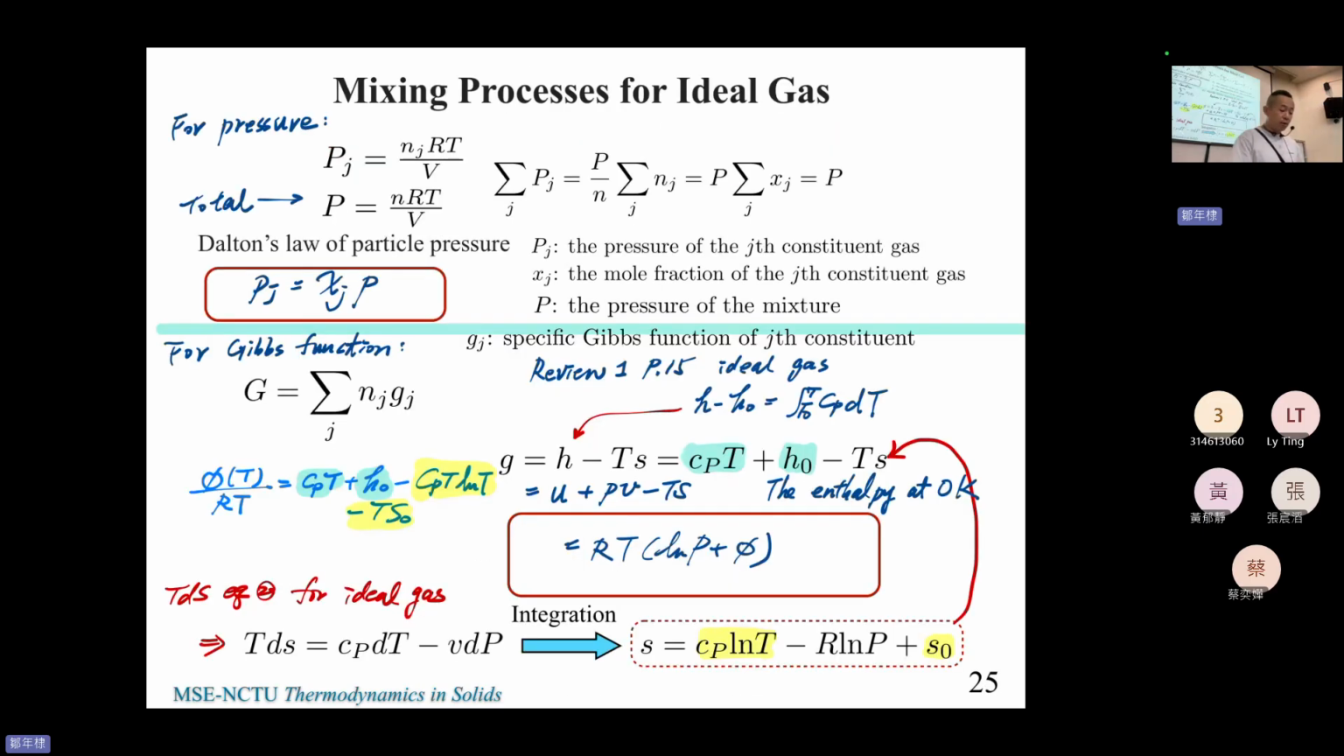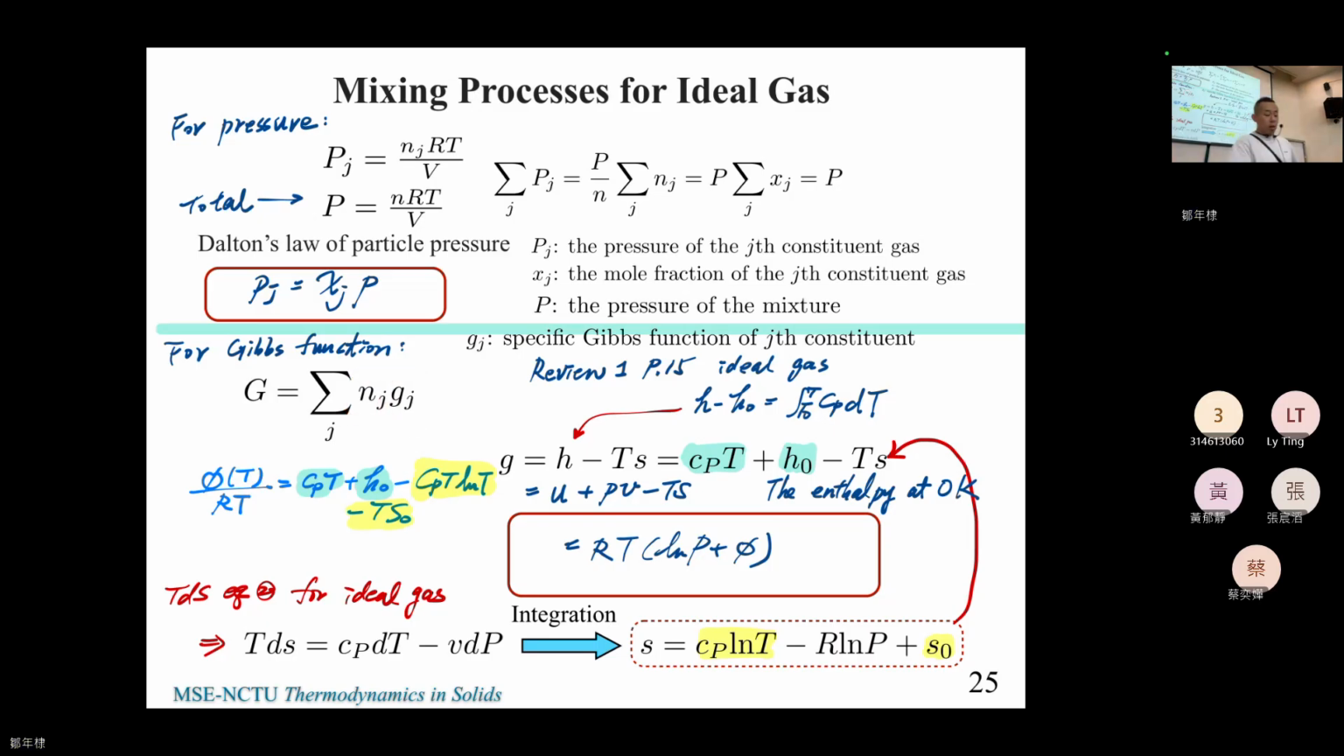And then we talked about the mixing process for ideal gas. For the mixing process, we have two things that we need to examine before we actually do it. For pressure, we found that the pressure of each gas component is the molar fraction times the total pressure. Last time we obtained this, and then for the Gibbs function, how it mixes. Actually, this is quite simple. The Gibbs function is the summation of Nj times Gj.